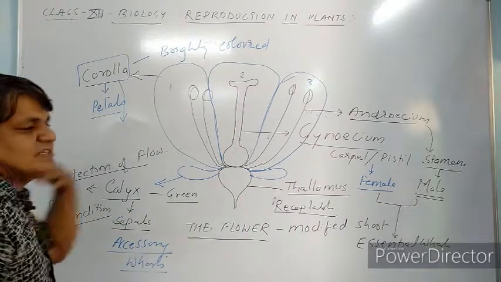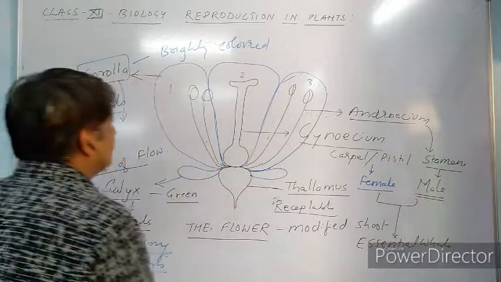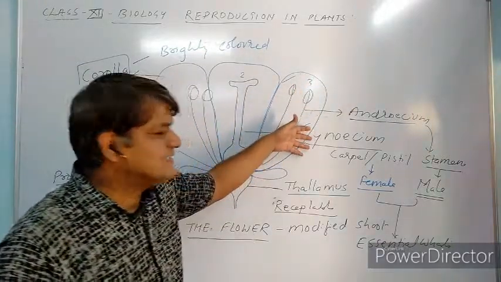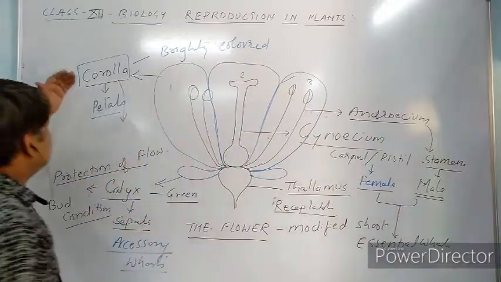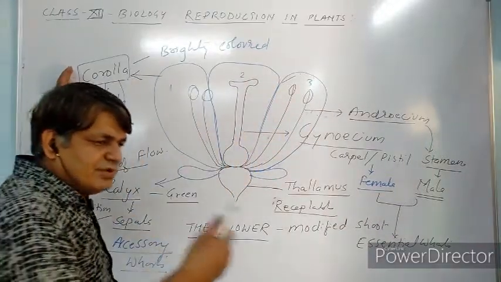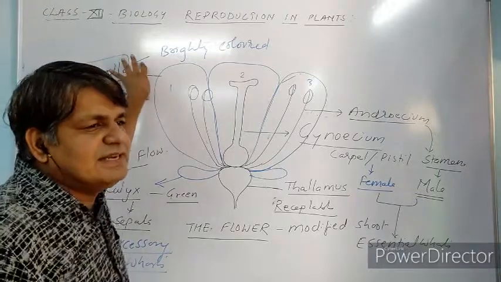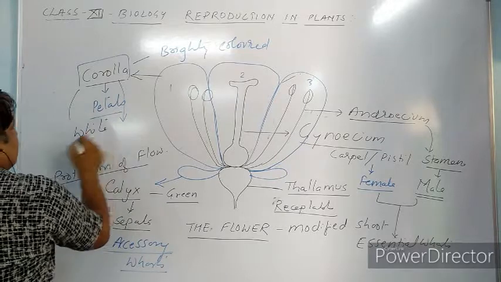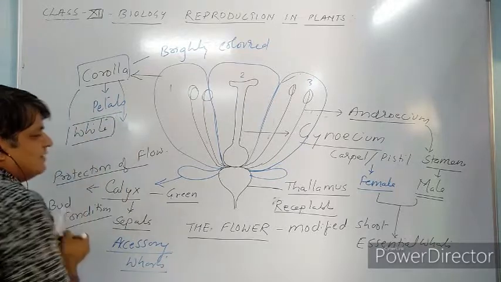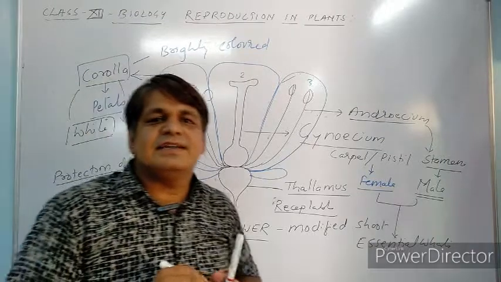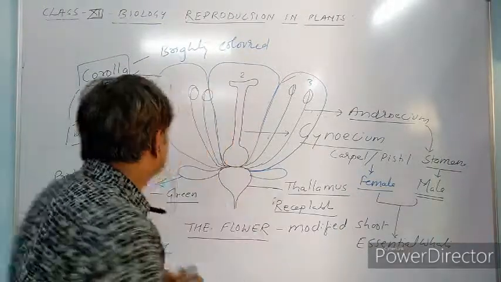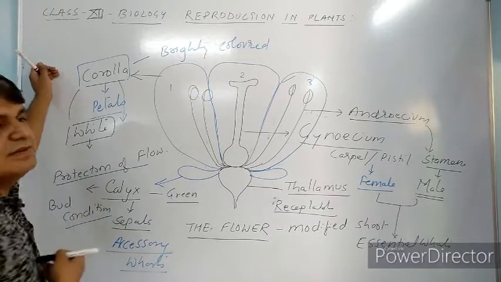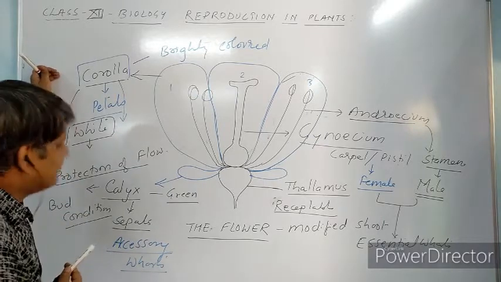Now in the next class or in the next video we will deal with the detailed structure of androecium and the detailed structure of gynoecium. The corolla is meant for attracting, but in some plants it is white in color. In such types of flowers, the pollinating agents are abiotic in nature. So when it is not brightly colored, it acts as a supporting structure.